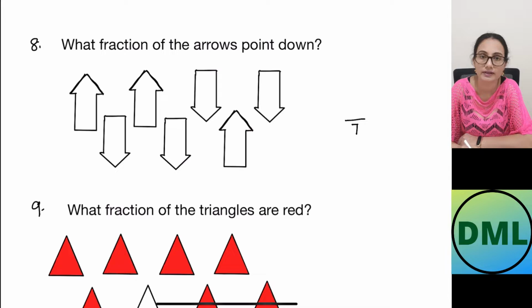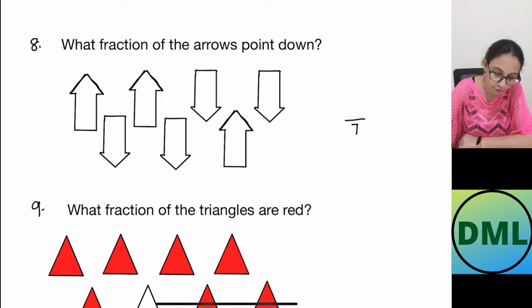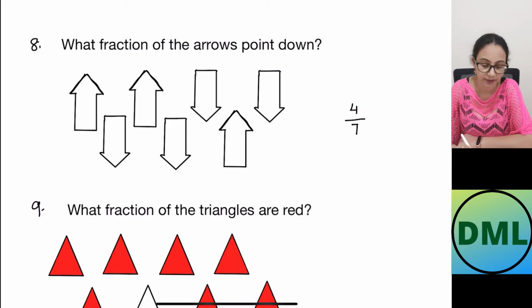So how many figures do I have pointed down? I have 1, 2, 3 and 4 figures which are pointed down. So 4 will come in the numerator. That means 4/7 of the figures are pointed down. Now let's see one more example.